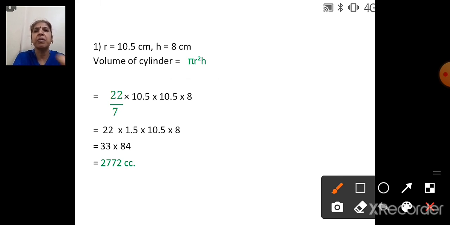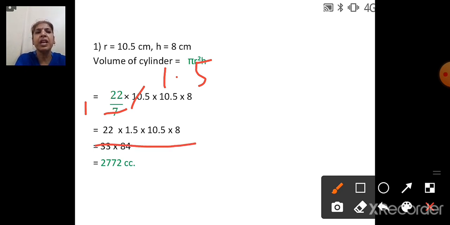So substitute the values. Value of pi, 22 upon 7, into r, which is given, radius 10.5. So it is pi r square, so 10.5 multiply with 10.5 into height, that is 8. Now we have to simplify. You know that when you divide 10.5 with 7 you will get 1.5. So children, actually divide and you will get this answer. So what is remaining? Write the next step, that is 22 into 1.5 into 10.5 into 8.